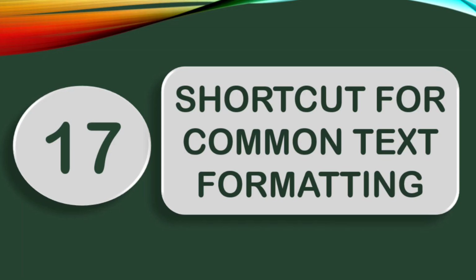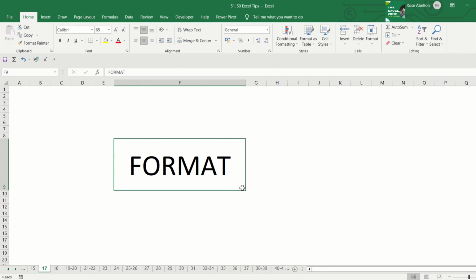Shortcut for frequently used text formatting functions. Knowing the keyboard shortcut for frequently used text formatting functions will save you a significant amount of time. Press Ctrl plus I if you want to italicize or remove italic format. Ctrl plus B to change to bold text format or remove bold format. And Ctrl plus U to underline text or remove underline. It's so simple. Ctrl and I for italicize, Ctrl and B for bold, and Ctrl and U for underline.